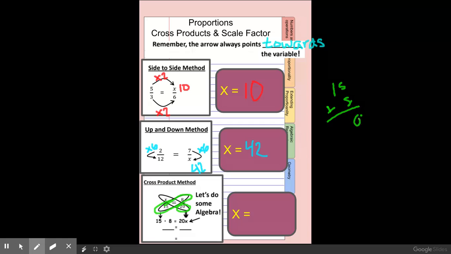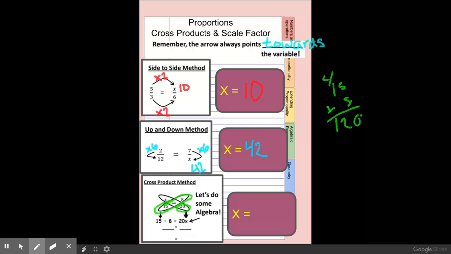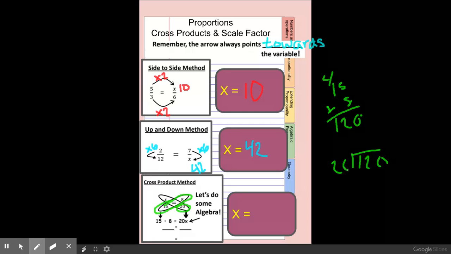So 5 times 8 is 40. 8 times 1 is 8 plus 4 is 12, so 120. And then we're going to divide by 20. So we're going to take 120, divide by 20. Okay, you can take a 0 off of each of these, and 12 divided by 2 is 6. Okay, so our answer is that x is equal to 6. So again, I multiplied the two that were straight across, and then I divided by this one that was left over.